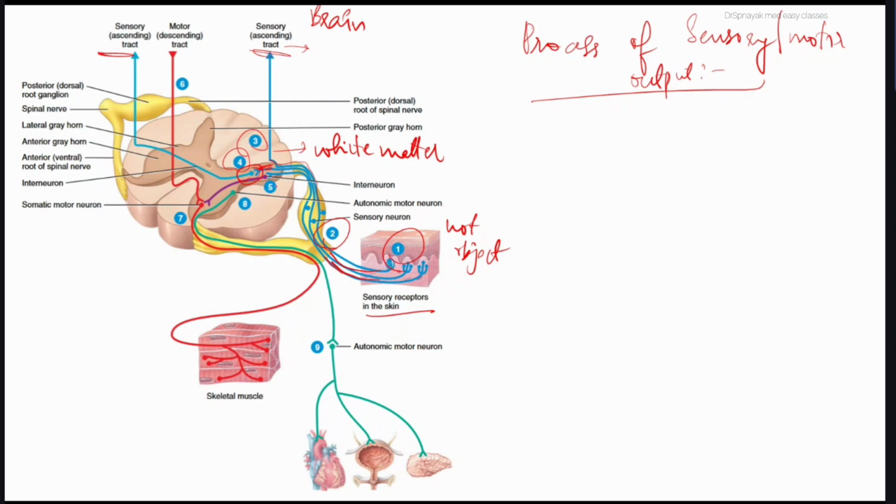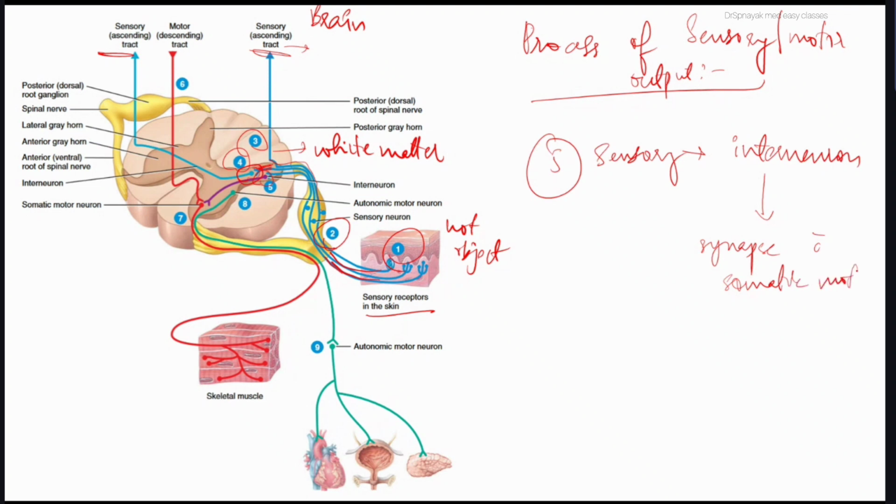As we can see here, this is the first synapse with the interneuron. In the fifth process, the sensory neurons form a synapse with the interneuron, and then it further forms a synapse with the somatic motor neuron. This is the second synapse that is formed, and here we can see the motor neuron, and this is a descending tract.